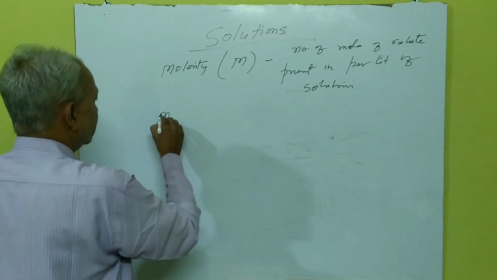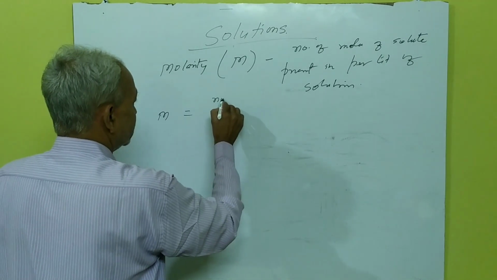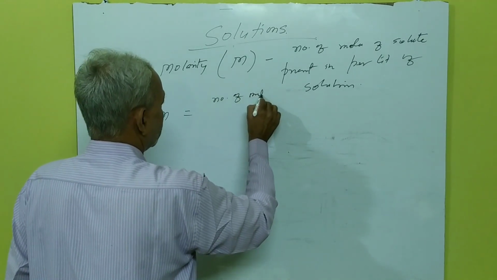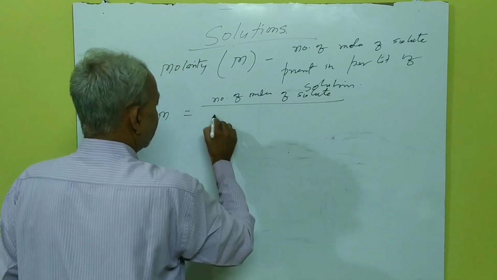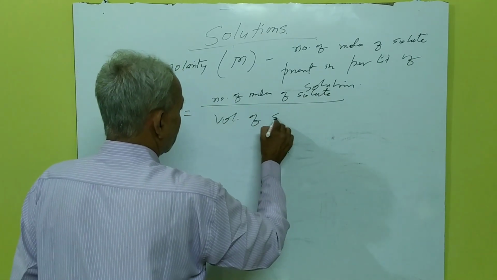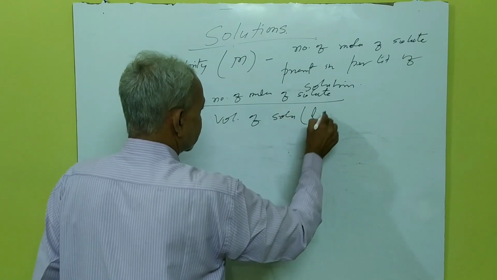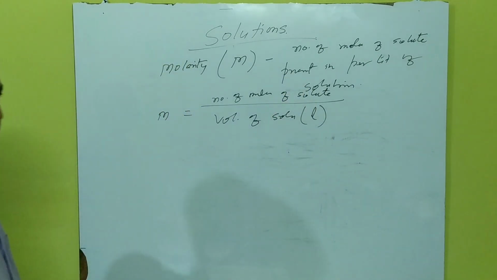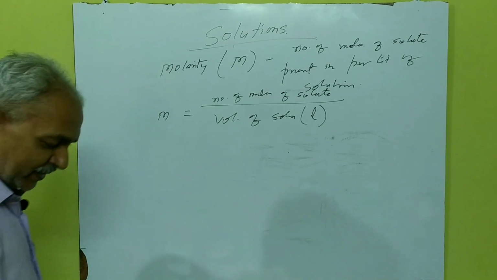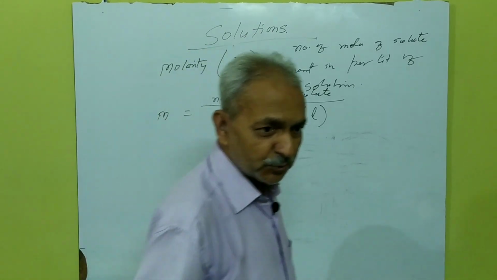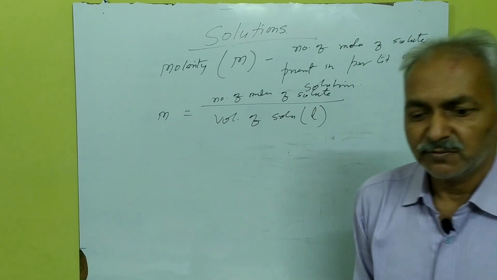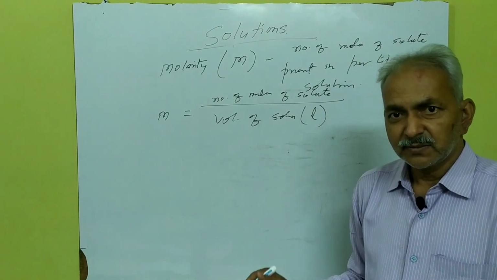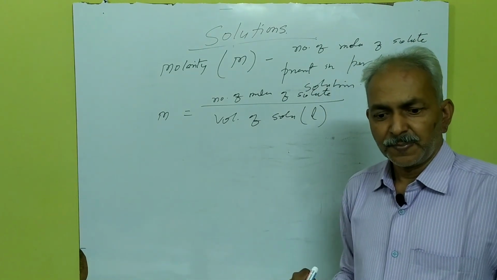This molarity, capital M, is number of moles of solute divided by volume of solution in liter. So volume of solution is in liter, right? That is the simplest one. Normally there are different units to represent the volume of solution. The common units which we use are liter and milliliter, right?